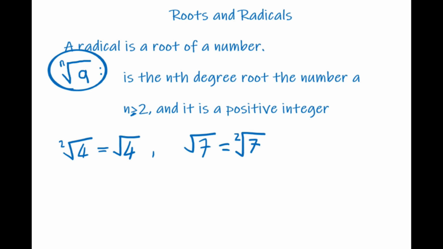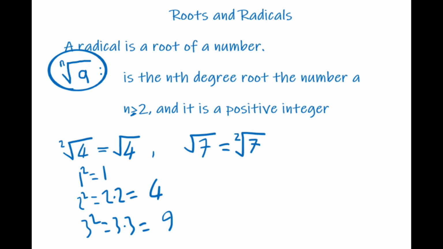Before diving into the roots, let me talk about the perfect squares. 1 square is 1. 2 square is 2 times 2, which is 4. 3 square is 3 times 3, which is 9. So these are the perfect squares: 1, 4, 9, and it continues like this. By the way, I recommend you memorize the perfect squares up to 15.